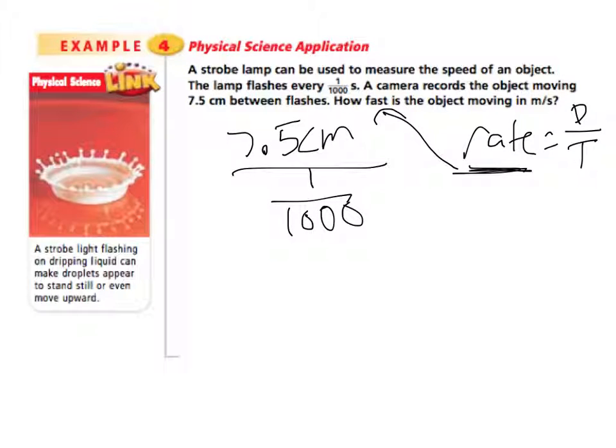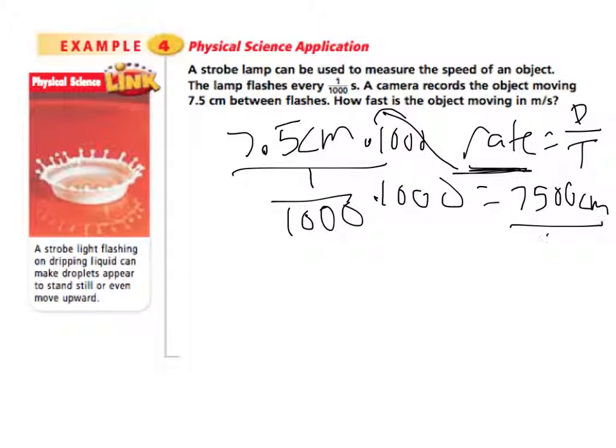Well, we know that we have to convert this 1/1000th, we need to get rid of it. So we're going to get rid of that fraction. In order to get rid of the fraction, we're going to multiply this by 1,000. We're going to also multiply this by 1,000. And then what we're going to get is 7,500 centimeters for 1 second.